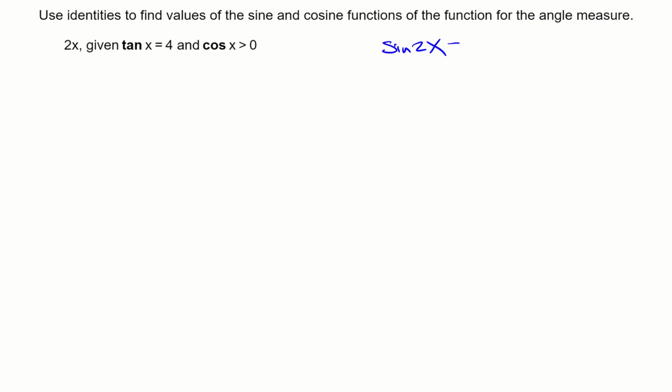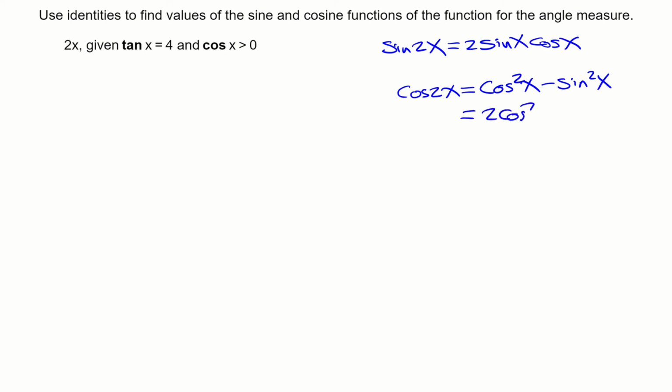of 2x is 2 sine x cosine x, and for cosine we have three versions of the identity. Cosine of 2x is either cosine squared x minus sine squared x. That's one version. The other version is 2 cosine squared x minus 1. And the last one is 1 minus 2 sine squared x.